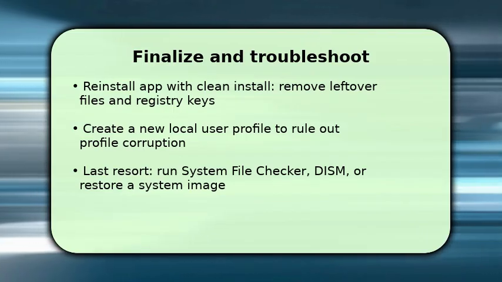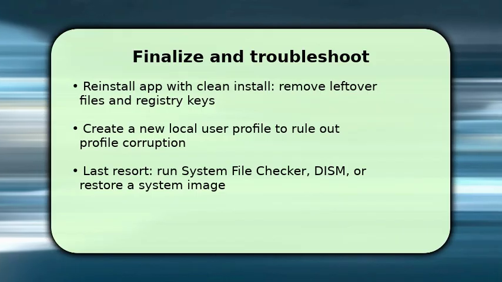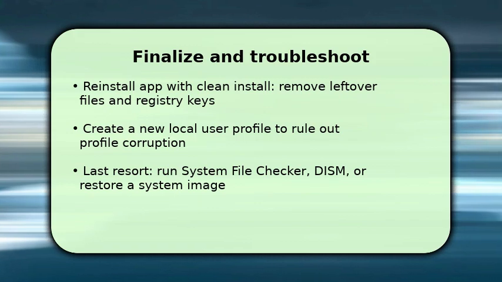Once you've exhausted app-level fixes, run System File Checker and DISM to repair core Windows files, and consider restoring a recent system image. If all else fails, note the exact error and search for that code. One targeted fix usually solves it.